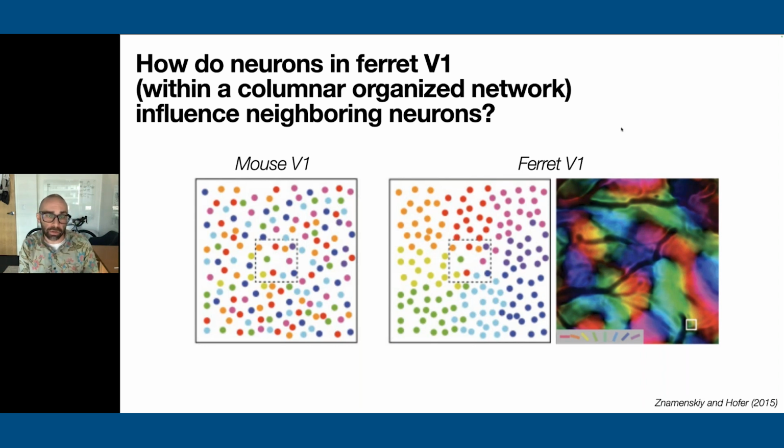So if you take the ideas from the mouse, it's not really clear how they would layer into the ferret, where you have this topography, this local topography. And so that was one of the reasons that we really wanted to, basically first just replicate the same experiments that Chris Harvey and Hillel Adesnik's labs have done.